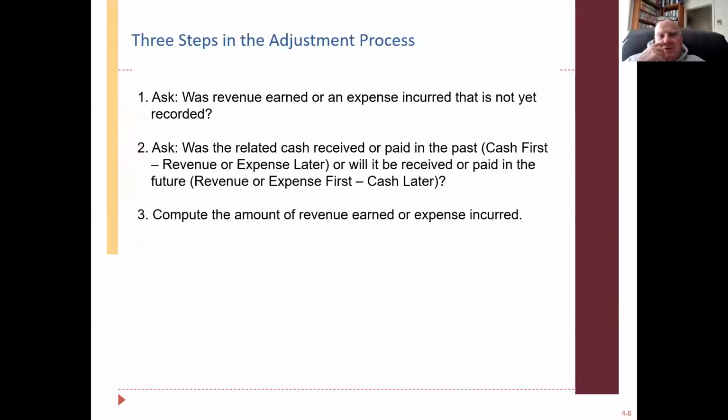3 steps in the adjustment process. You look at every account in your trial balance and you say, does this thing need to be adjusted? Did we earn some revenue, or do we have an unrecorded expense? Like I said, your adjusting journal entries are a hunt for unrecorded revenues and mostly expenses, okay? And then you get into the question of when does the cash come into play? And we're going to talk about that now.